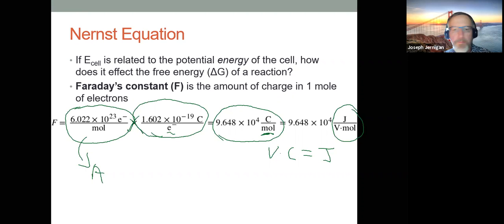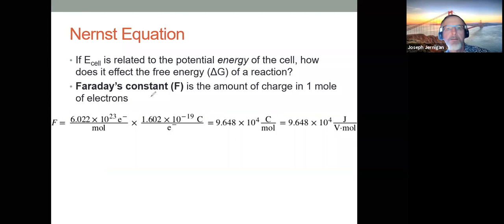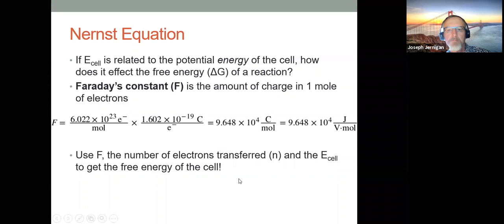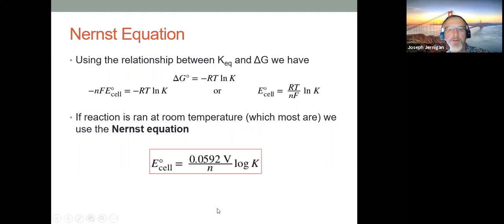Okay, so thought that was kind of cool. Now let's erase that, and then okay, go on here. Use F, the number of electrons transferred, and the E cell to get the free energy of the cell. So we've talked about that several times now. All right, and we've talked about these relationships. It's just another rendering of it, and this is the base 10 log between K and E0 cell.